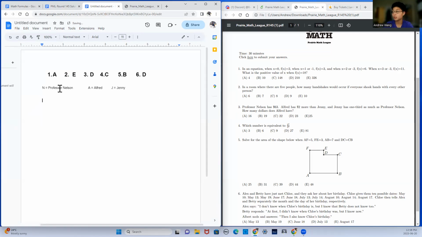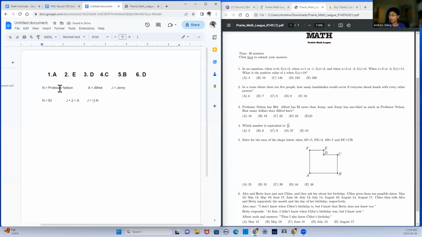We know that Professor Nelson has $63, so N equals 63. We also know that Alfred has $2 more than Jenny, so Jenny plus 2 equals Alfred. So J plus 2 equals A. We also know that Jenny has 1/3 as much as Professor Nelson, so we can write it out as J equals 1/3 of N.